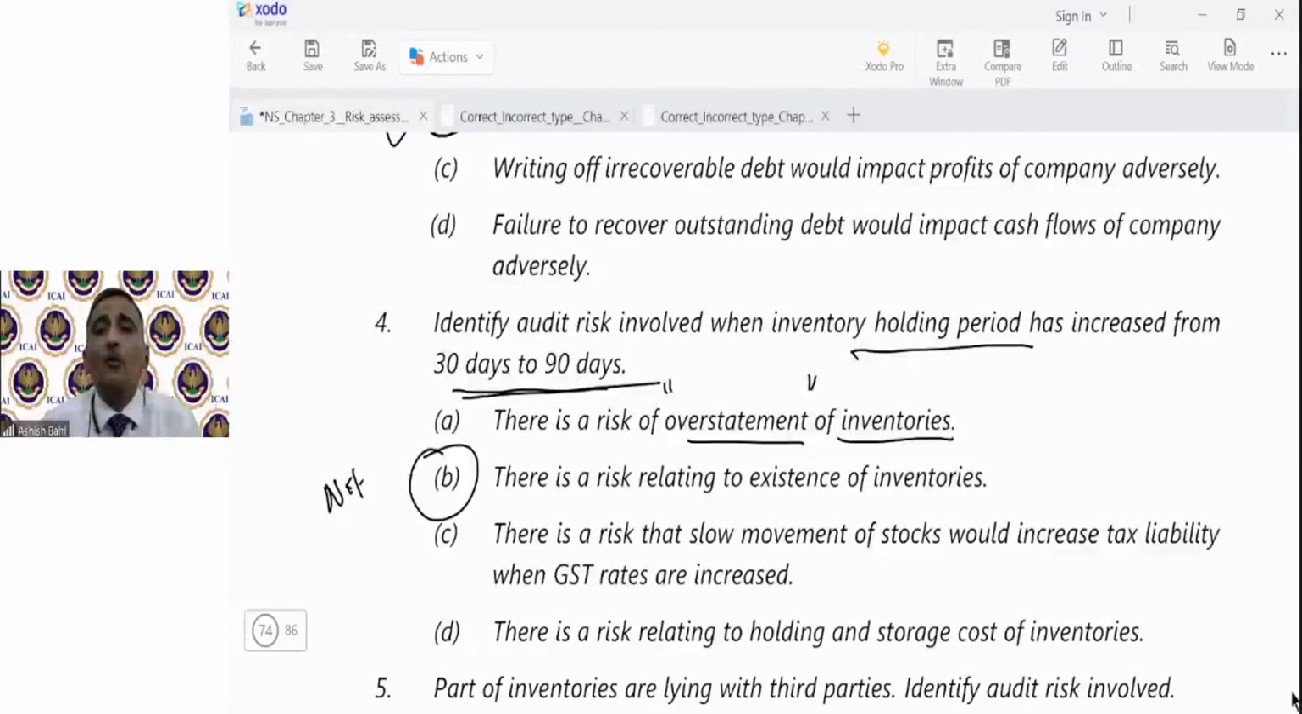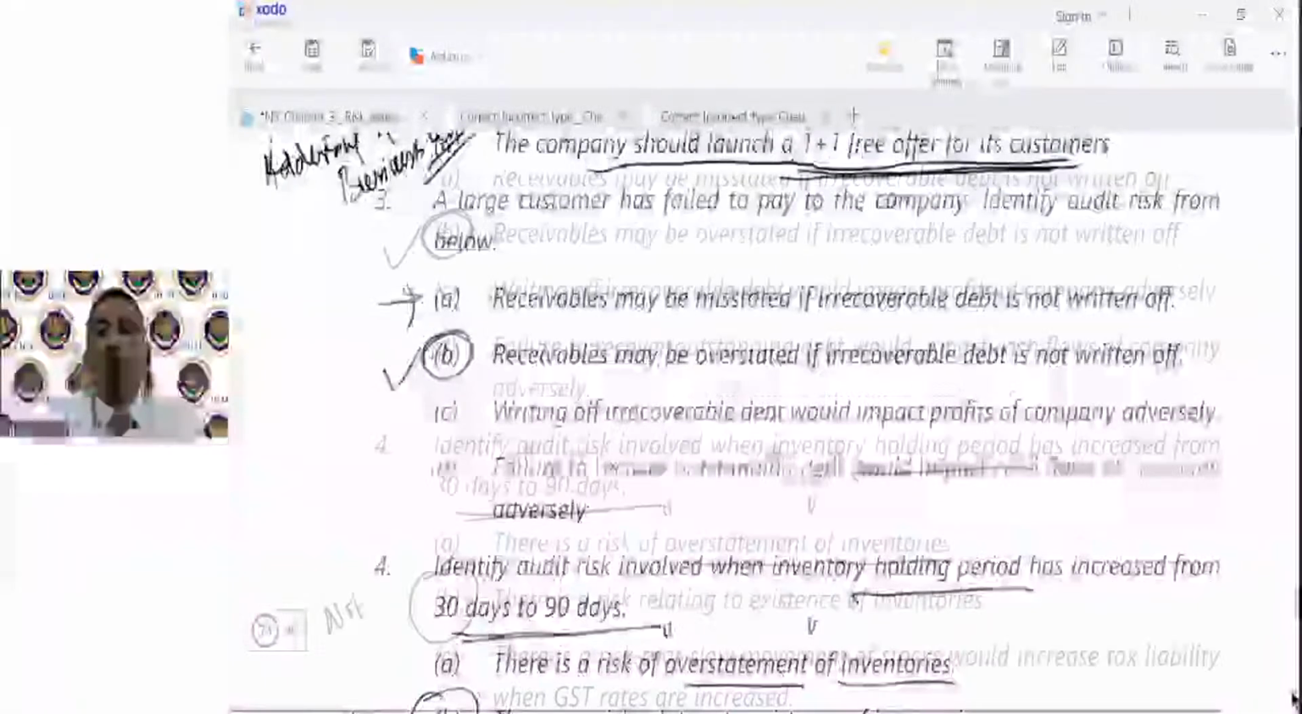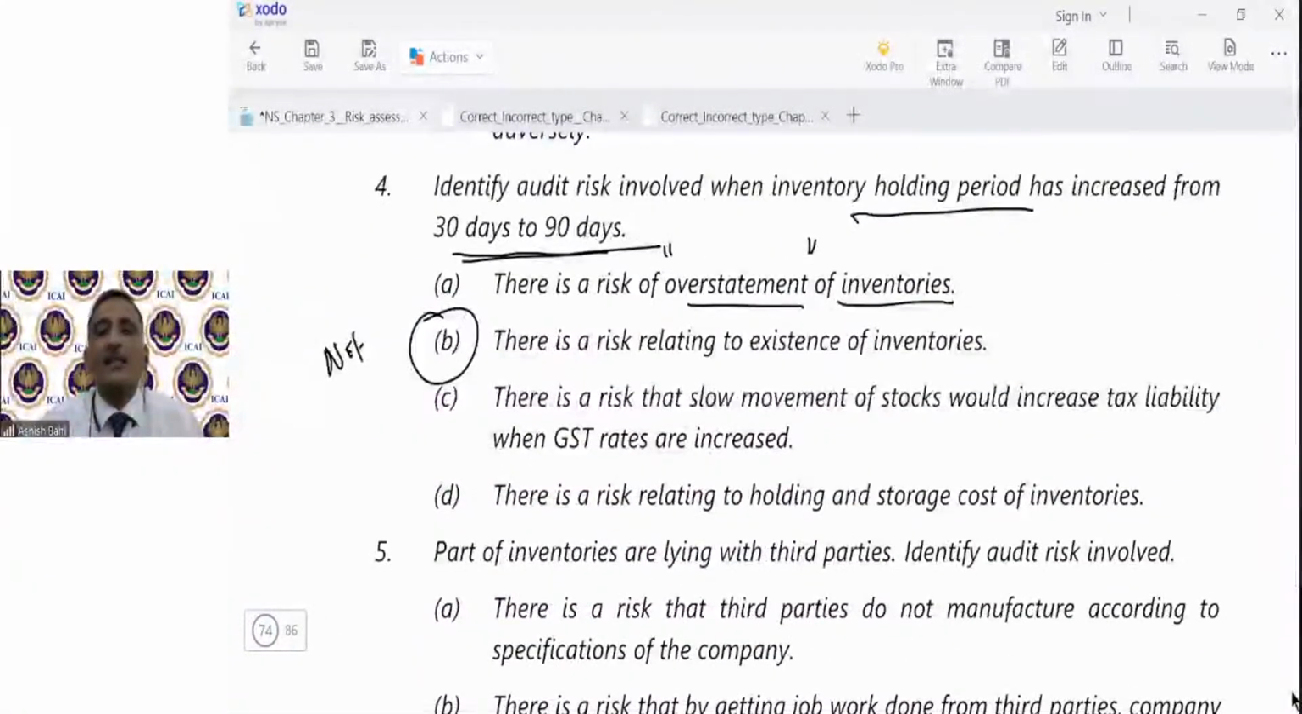There is a risk that slow movement of stocks would increase tax liability when GST rates are increased. Again, it has got nothing to do with the audit risk. Okay, this is also a business risk. There is a risk relating to holdage and storage cost of inventories. This is also a business risk.